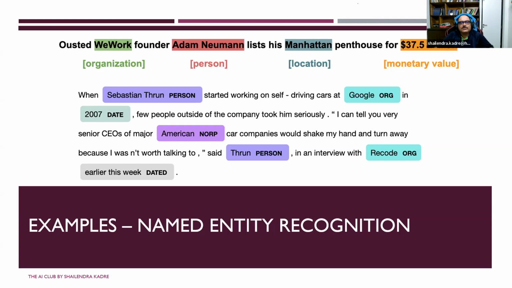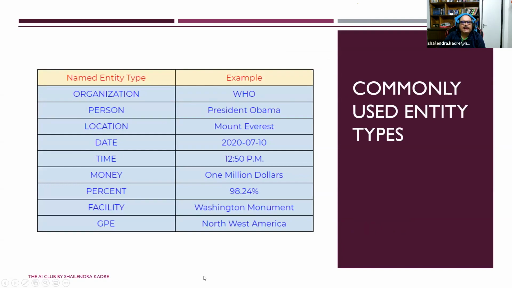Similarly, if we have a long document of 1 million words, we'll do the same thing with the entire document. This process is called named entity recognition, in short NER. These are the main entity types which you can read on the left: organization, person, location, date, time, money, percent, facility, and GPE. GPE is something related to maybe GPS, I'm not sure, but it's geographic position entity, GPE.